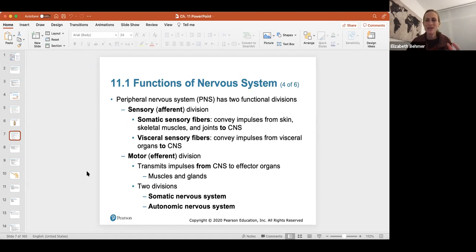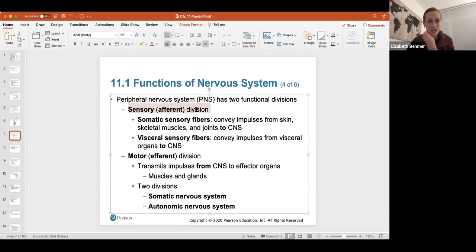So understanding the functions of the nervous system, we have a sensory or afferent division. Your somatic sensory fibers will convey impulses from skin, skeletal muscle, and joints to the brain and spinal cord. Visceral sensory fibers, the word viscera has to do with organs, will convey impulses from visceral organs to your central nervous system. So these are all the sensory or afferent division, anything that's conveying an impulse either externally or internally to the brain.